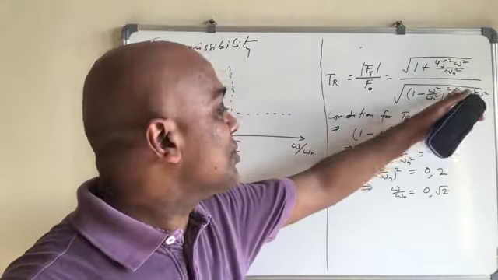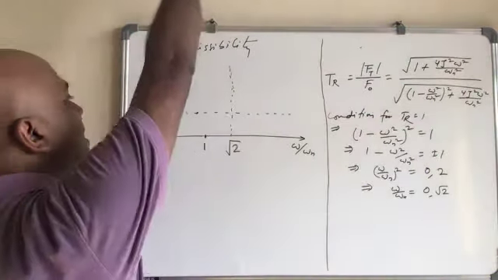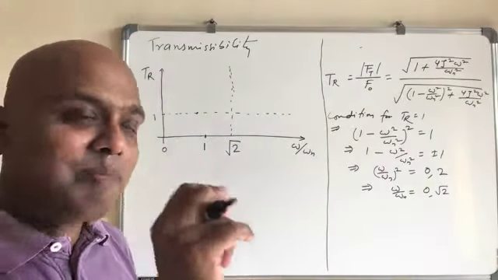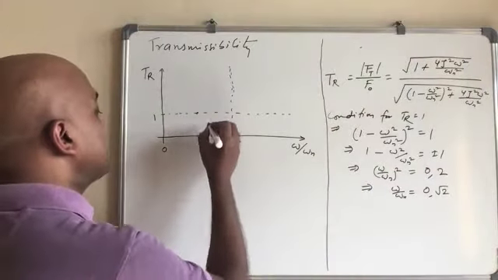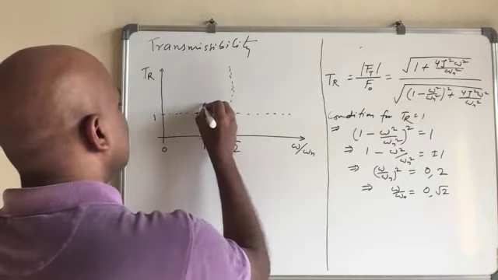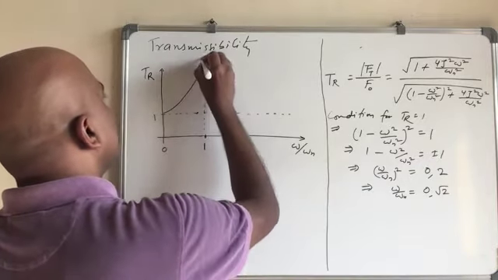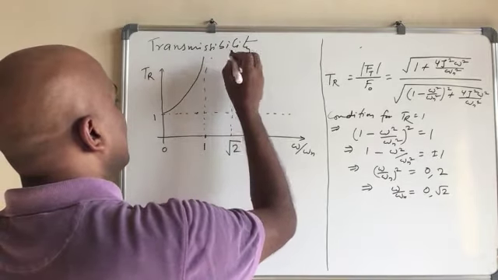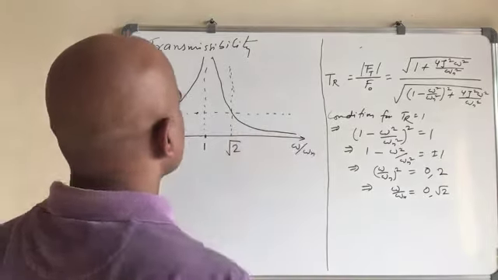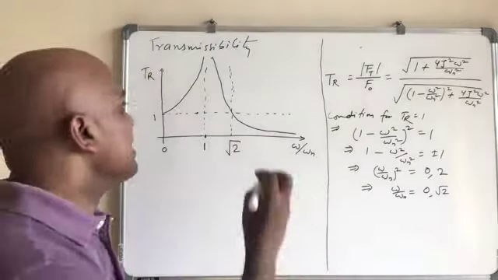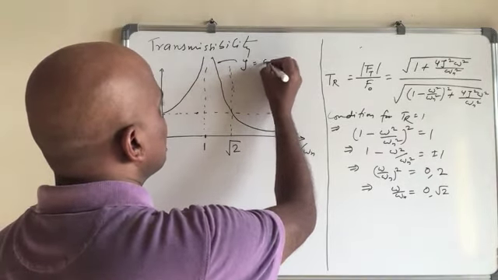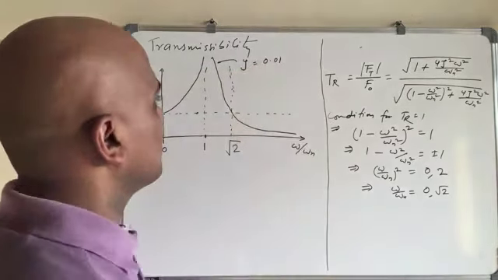If zeta equals 0, you get very, very high transmissibility. If zeta is small, depending on the zeta, then you get very, very high, and then it will come down, go like this. When zeta is very small, say zeta equal to 0.01, like that.